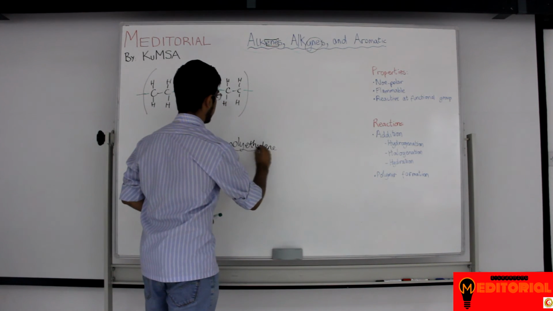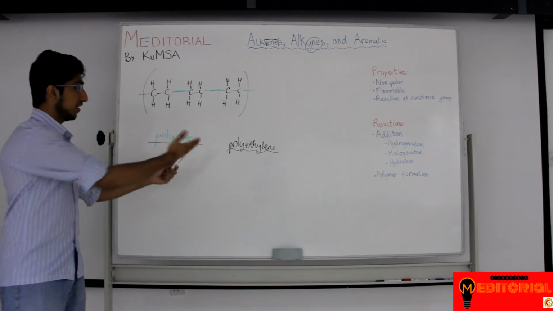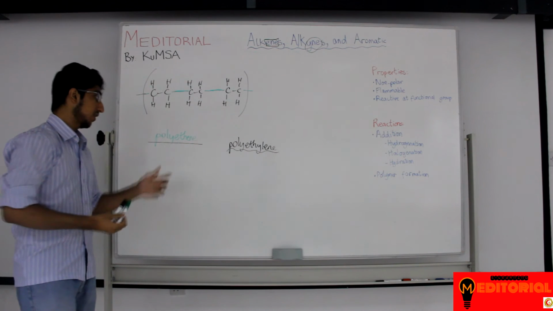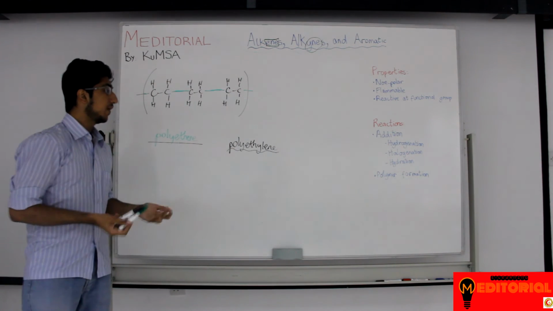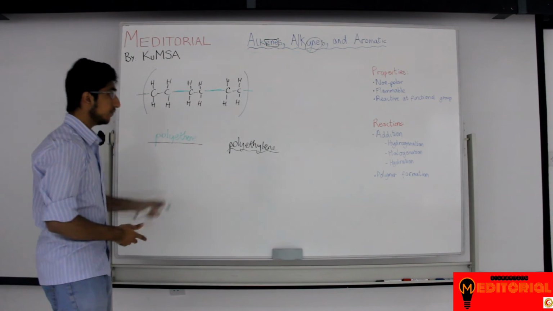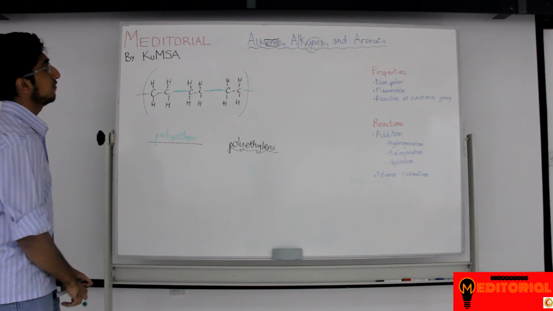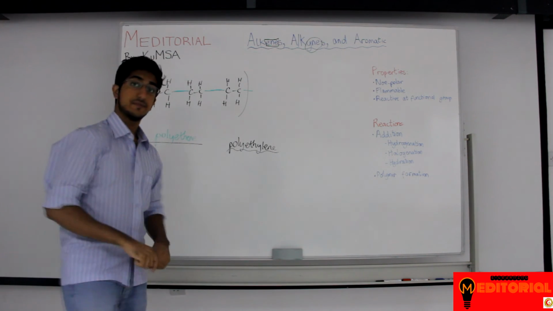Polyethylene is an example. It is the more common term we use nowadays. Although the correct naming is polyethene, polyethylene is a name that's been going on for quite a while, so we stick to that. So that concludes all the reactions we have for alkenes and alkynes. Now we're going to move on to aromatic compounds.